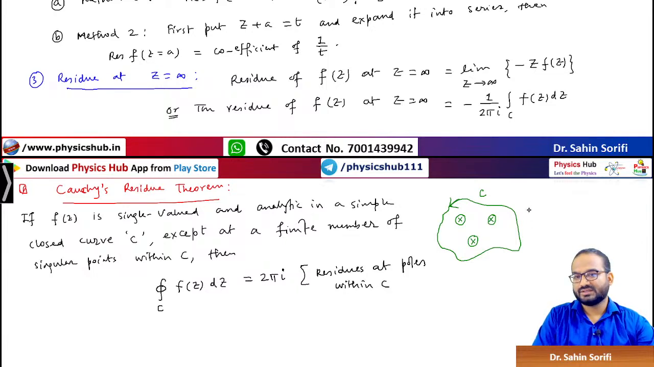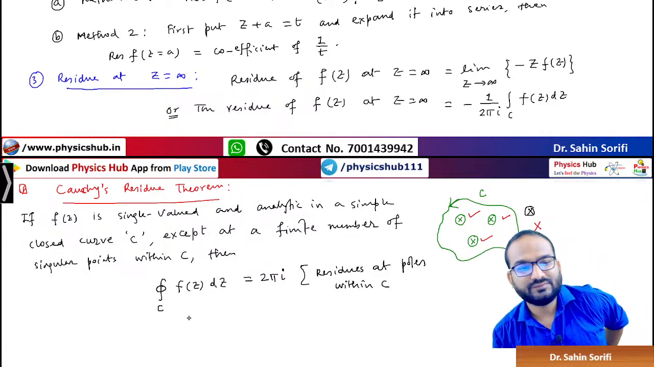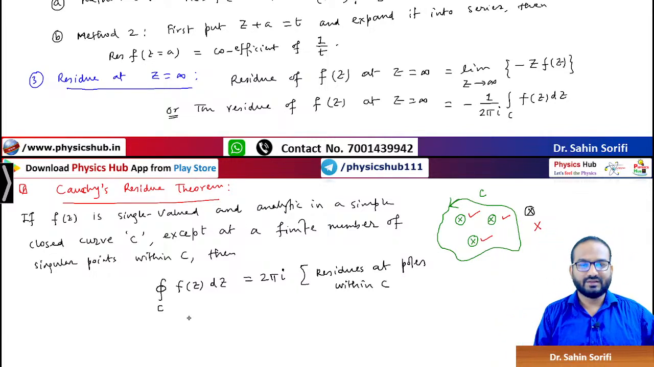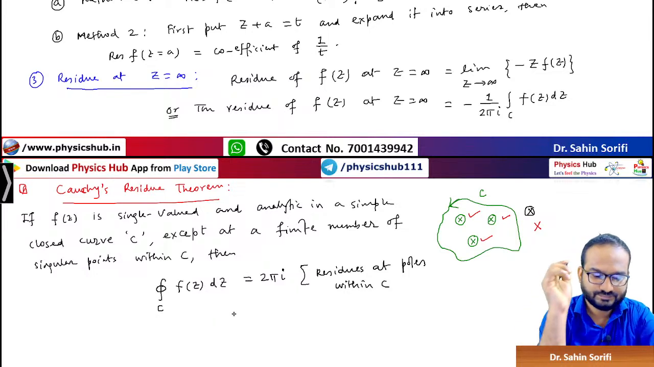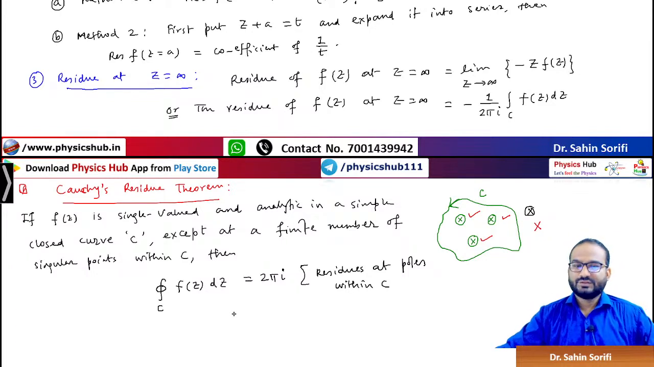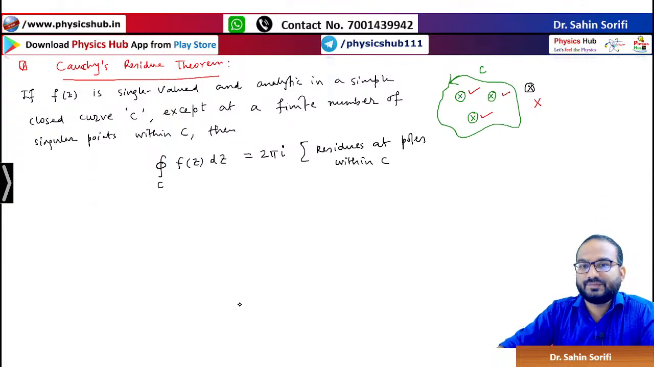So if you have a pole, let's say, outside the closed curve, then that pole will not be considered. Only this pole will be considered. So if there are no poles within this curve, what will be the integration then? Let's say you have any contour, and within that contour the function is fully analytic, no singular point is there inside the curve. What will be the value of this integration then? It will be 0. Yes. So this is what we call Cauchy's residue theorem.